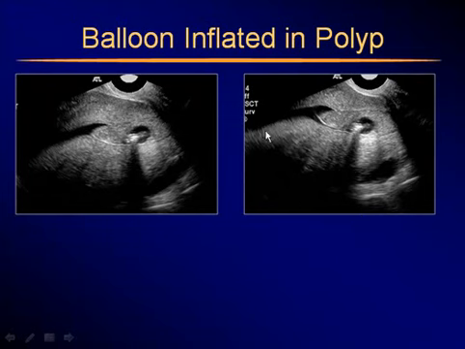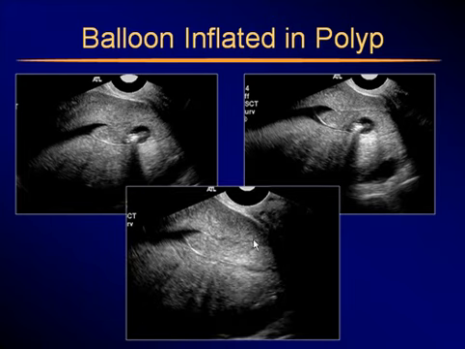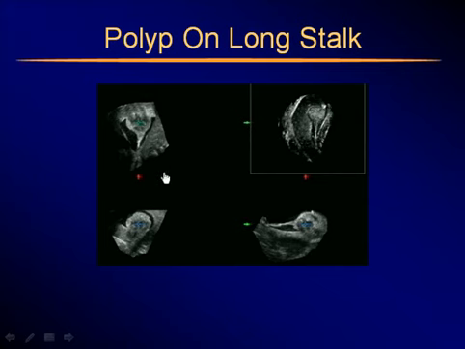And sometimes odd things happen, like in this case. We blew up the balloon and we did see a polyp, but when we pulled the balloon back, we realized that there was a very large polyp, and the balloon was actually blown up inside of this polyp, or pushing it aside, and only after we pulled it back did we realize the extent of it. Now sometimes these polyps come on a long stalk. As we can see here, they can move around, flip around in the endometrial cavity.